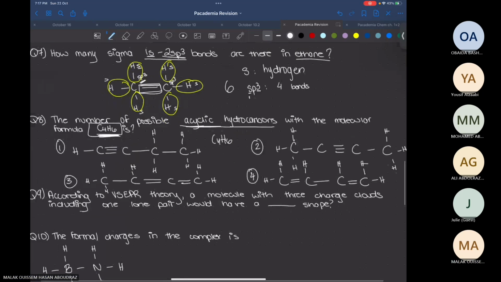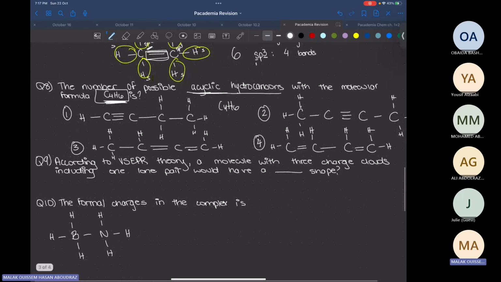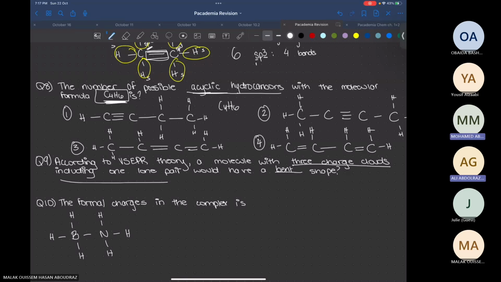Any more questions, guys, or do I move on? Okay, I'll move on. So according to the VSEPR theory, a molecule with 3 charge clouds, including 1 lone pair, would have what shape? Who knows the answer for this one? Bent? Yes, the answer is bent. How do you figure it out? Because it has 2 bonds and 1 lone pair, okay? Sometimes the wording may be confusing, so make sure you read the question properly. Did everyone understand why it was bent?